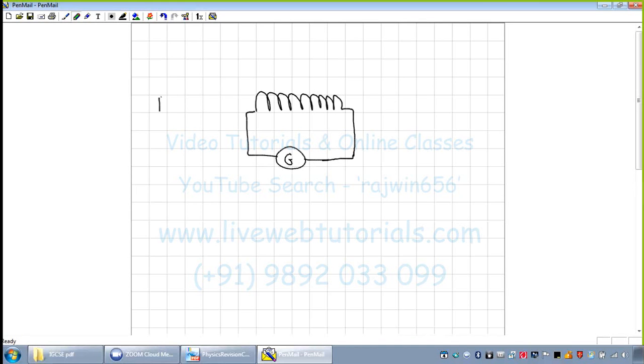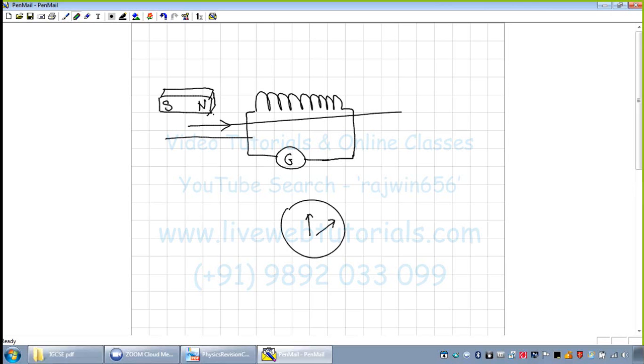Let us consider I'm bringing a simple bar magnet over here, with the north pole over here and the south pole over here. I'm just moving this magnet in a particular direction. What is happening is the center zero galvanometer is showing a deflection in a particular direction. This deflection will be shown only as long as the magnet is in the state of motion. It means there is relative motion between this magnet and this coiled wire.